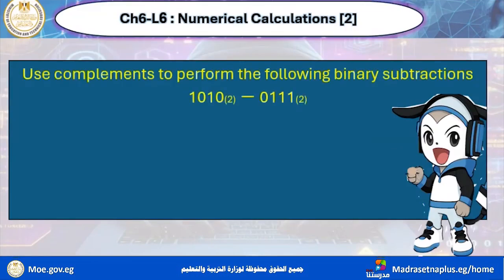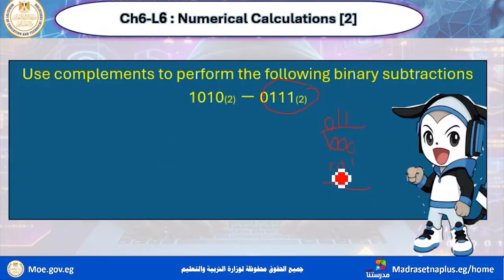Now use the complement to perform the following binary subtraction. Do we remember what we did? Yes, we invert the second number. Very good. Take it: 0, 1, 1, 1. Invert each 1 to 0 and each 0 to 1. So the result will be 0, 0, 0, 1. Now, add 1.